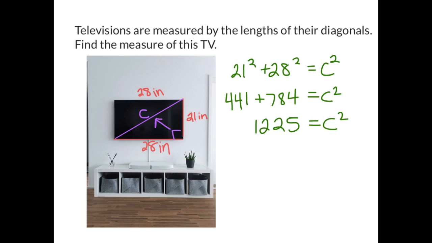So last step to find C is to square root both sides. So the square root of 1225 is a perfect 35. So this example is a 35-inch television.